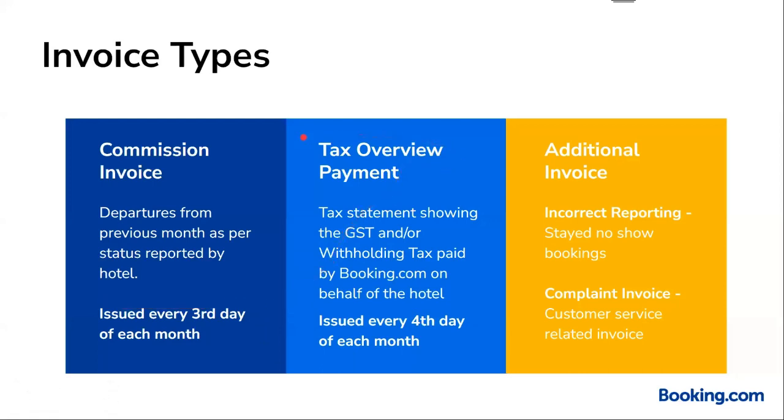There is also a tax payment overview, or WHT, which we call withholding tax. This is the tax statement showing the GST and/or withholding tax paid by Booking.com on behalf of the partner. It is issued the next day, which is on the 4th of every month. And sometimes there are additional invoices because of incorrect reporting, such as stayed no-shows or bookings, and complaint invoices, which are customer service related. Sometimes the unit may have accidentally marked a no-show or a cancellation, but the customer has actually stayed and they reported it to us.